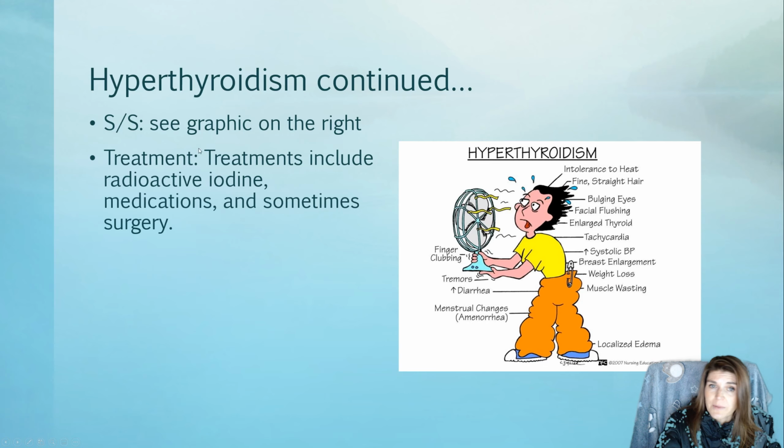They can get diarrhea. Remember, the last one was constipation. Also tremors and finger clubbing. So again, this is another one where maybe a person's doing everything right, but their hormones threw them off. Treatment includes radioactive iodine. Your body does need iodine, not in huge amounts, but it can help with your metabolism if you have salt that has iodine in it. Medications can help with this, and sometimes they do surgery on the actual thyroid itself.